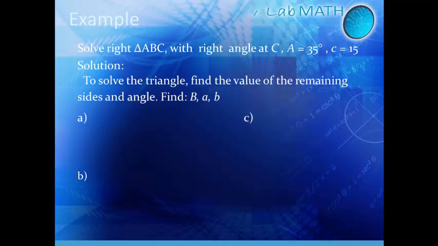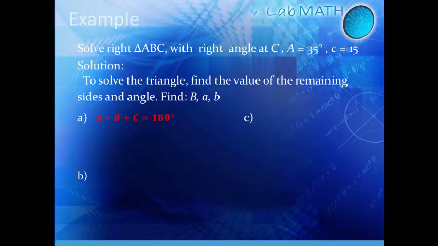Let us have another example. Solve right triangle ABC with right angle at C. An acute angle A measures 35 degrees. Side C measures 15 units. To solve the triangle, find the value of the remaining sides and angle, and that is angle B, side A, and side B.